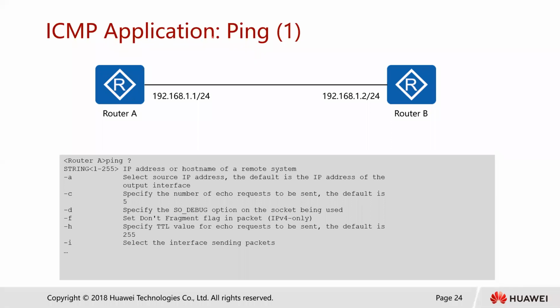So, ICMP application: ping one. Here we have our router, and we want to check and see if we can reach the other router. What will happen? You just run the ping, and the ping has different parameters, but the common ping parameter one is the minus A. What the A does, it usually defines the source IP address. It specifies the source IP address for sending the ICMP echo request packets. If the source IP address is not specified, the IP address of the outbound interface is used by default, right?